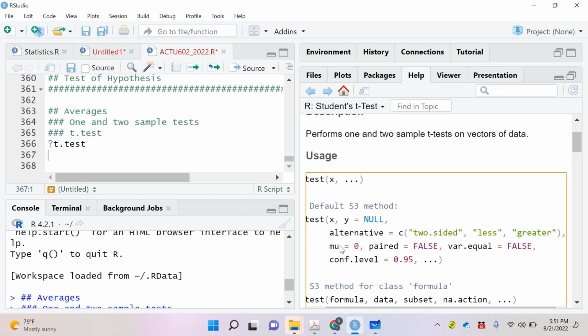Then also we see mu, okay? So mu is the value of the mu. In this case, it's 10, right? So which by default is 0, we change it to 10. Okay. Then paired. I just talked about the anorexia data. The anorexia data, we take a patient, we weigh you before the program, and then we weigh you after the program. So there's a before and after measurement.